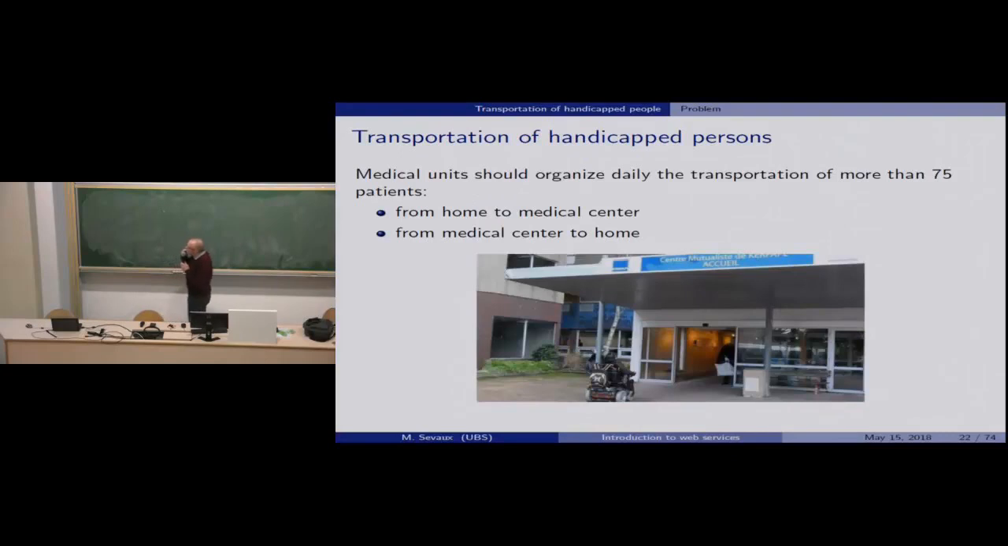So the medical unit should organize the daily transportation of more than 75 patients. You have to bring them from home to the medical unit in the morning and bring them back in the afternoon. And I've met some of these patients. They spend a lot of time waiting because the transportation is not organized according to their schedule. It's organized according to the schedule of the medical unit. So they bring the patient in the morning, for example, between 8 and 9, even if the patient has a treatment only in the afternoon.